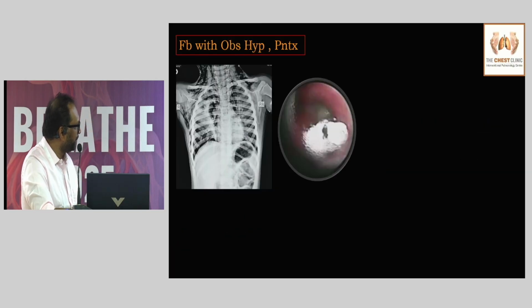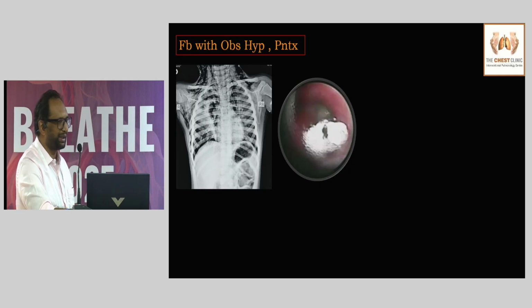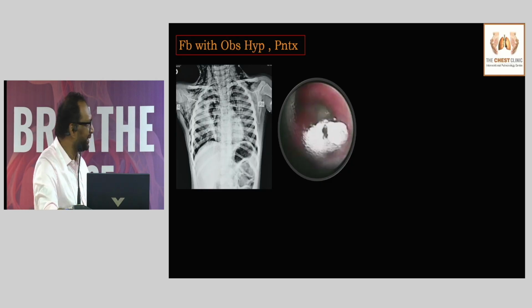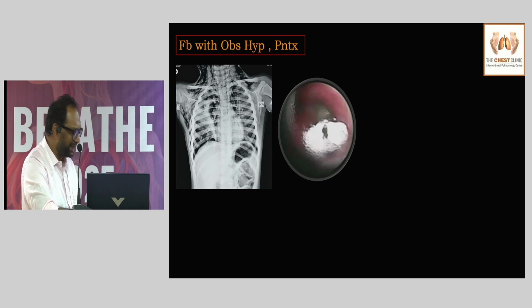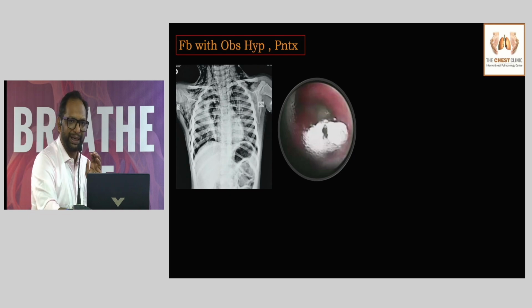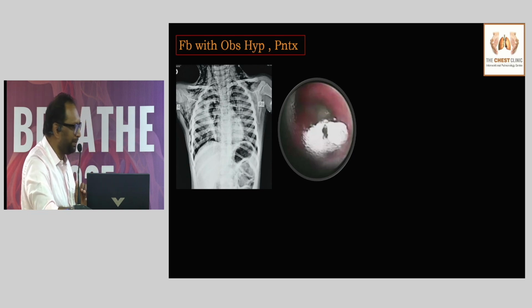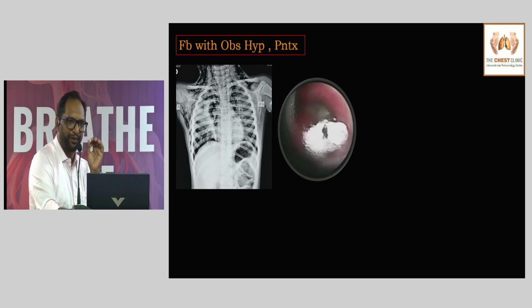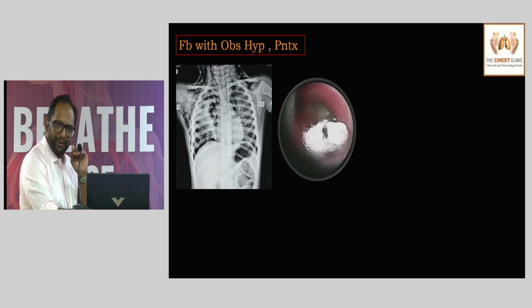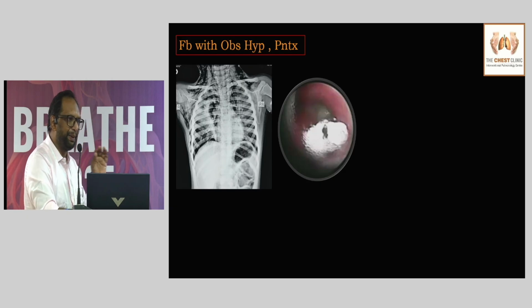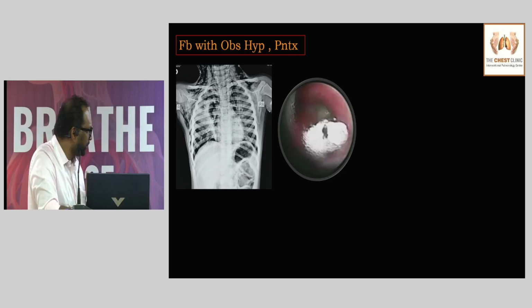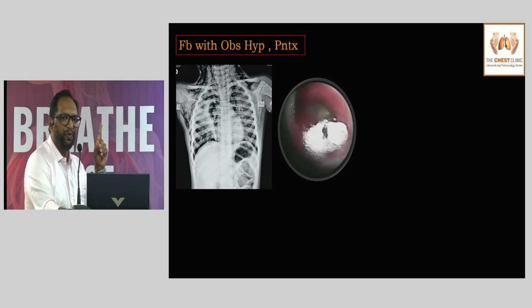Another case, foreign body presenting with obstructive hyperinflation and pneumothorax. So what is the pathogenesis? Why does it cause obstructive hyperinflation and pneumothorax? It's basically because of a ball valve mechanism. Once you have one bronchus which is obliterated with a foreign body, the air will go inside the lung, but it doesn't come out. It's basically a ball valve mechanism where you can cause hyperinflation of one lung.